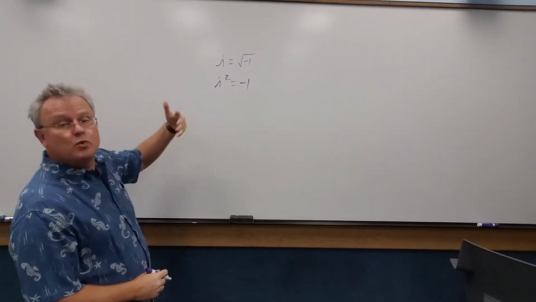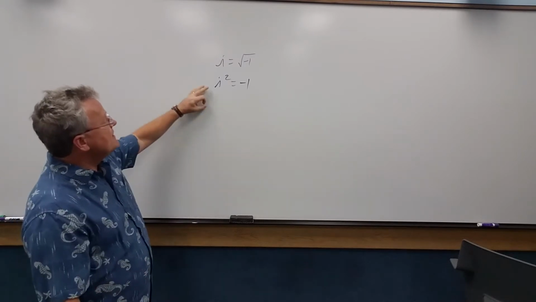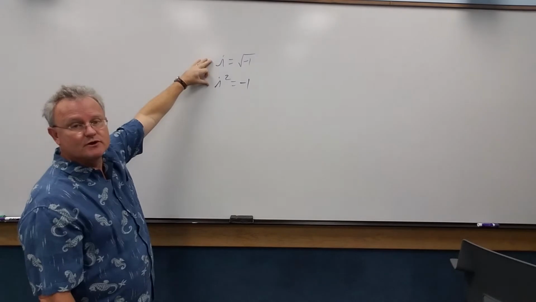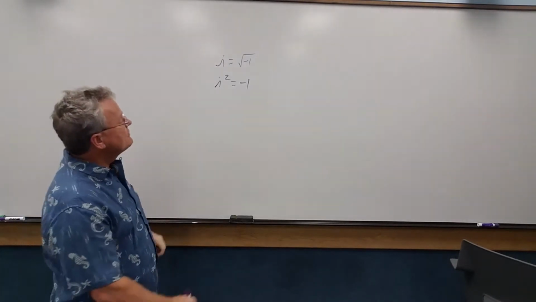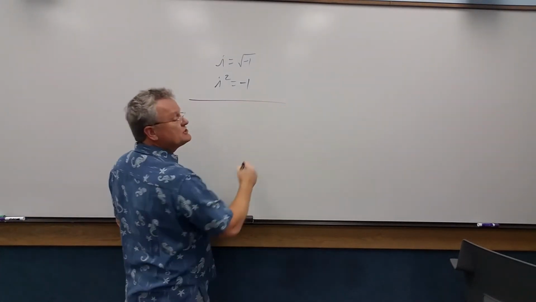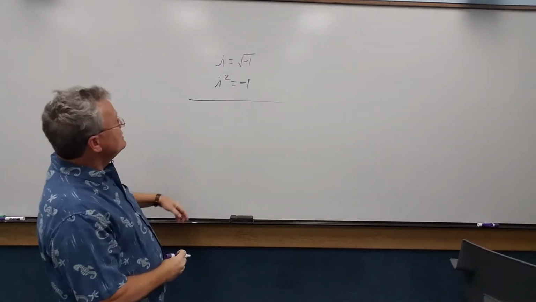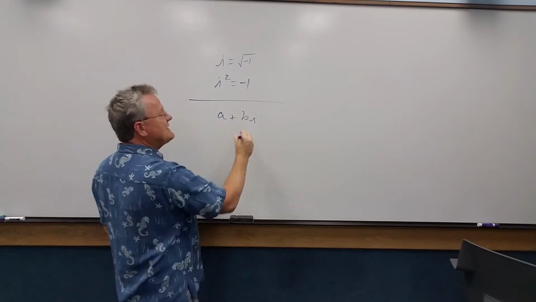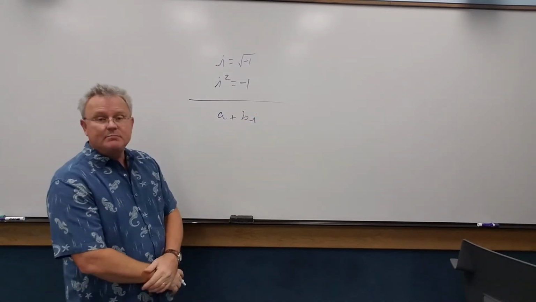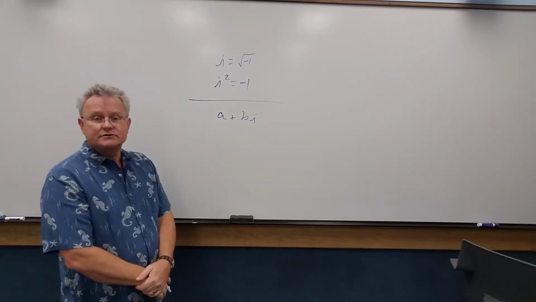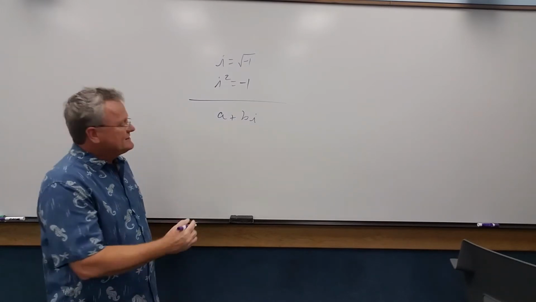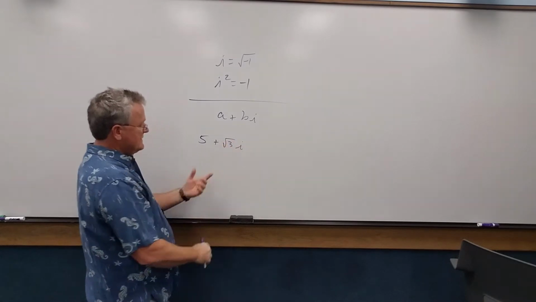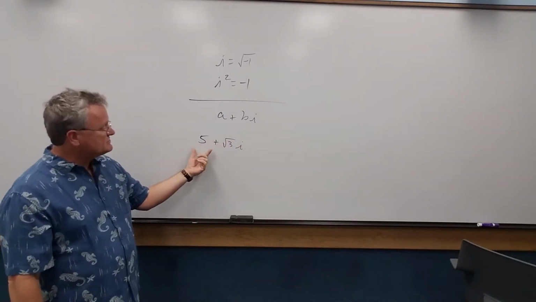So for the work we do in algebra with complex numbers, these are the two things we really want to know. Third thing is, what is the definition of a complex number? So a complex number is any number a plus bi, where a and b are real numbers. So any number like this, for example, 5 plus the square root of 3 i, that's a complex number.